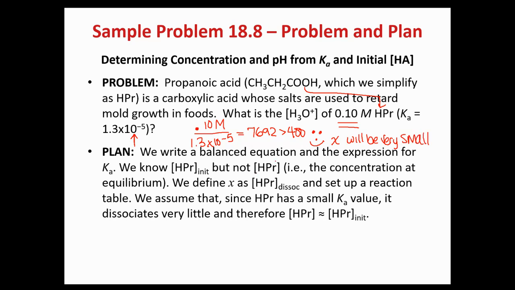And this part here is saying the same thing, but it's just saying that if Ka is small, it's going to dissociate very little so that we can ignore X in that bottom part. It is not showing you this shortcut that I'm showing you though. I think this is the best way to go.